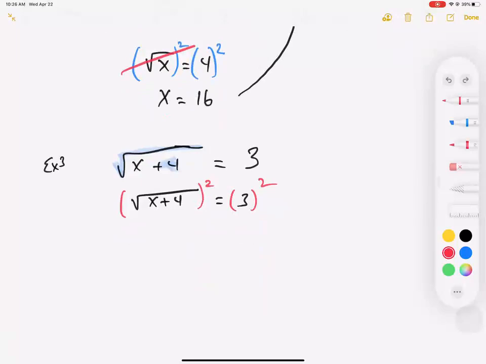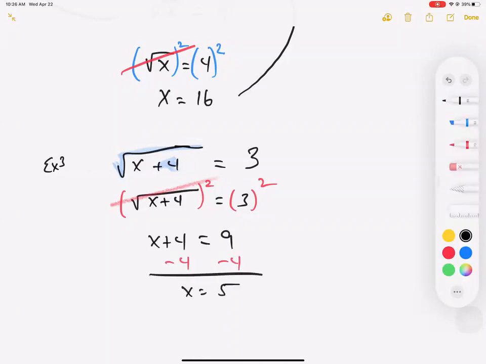A square and a square root, we mentioned before, get rid of each other, gone. So all we keep is what's inside, x plus 4. And 3 squared is 9. Almost done here. We're going to get rid of the 4. Opposite of plus 4 is a minus 4. Opposite operations. X equals 5.